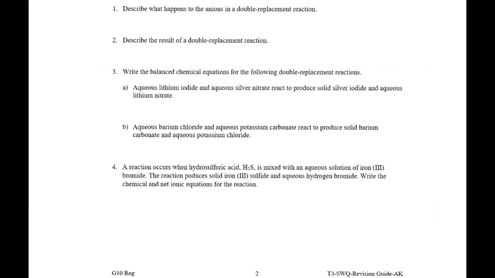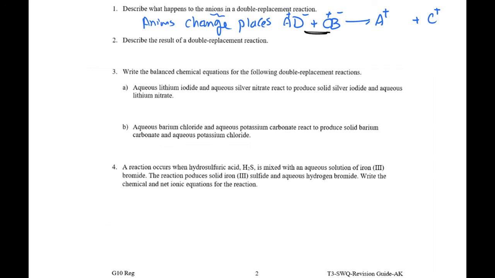Let's start in answering the questions. Describe what happens to anions in a double replacement reaction. What happens? Anions change places. So if you have a compound AD plus CB, cations don't change place, still A here and C there, while anions change their place. They swap the position.